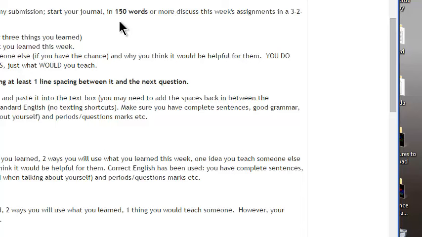3 themes or things you learned in the unit, 2 ways you plan to use what you've learned or you think you will use what you've learned, and 1 idea that you would teach someone else if you had the opportunity to teach it. What is the important takeaway that you think somebody else would love to know if you could have the chance to tell them? You do not actually have to go out and teach it. You just have to write about it.